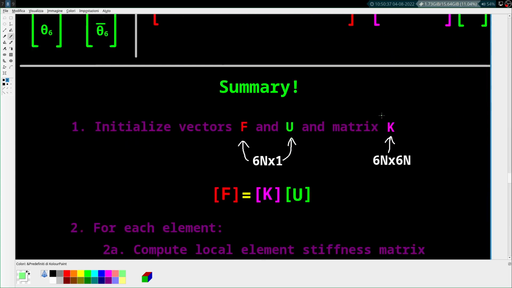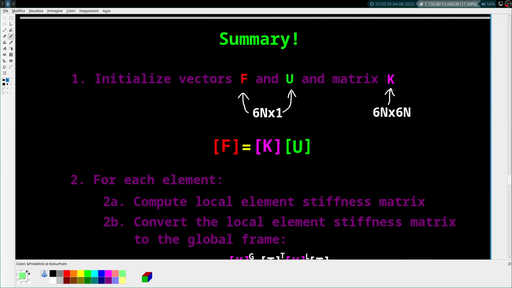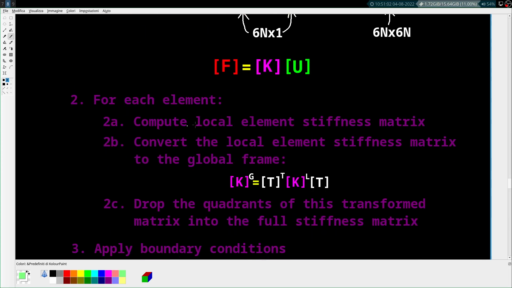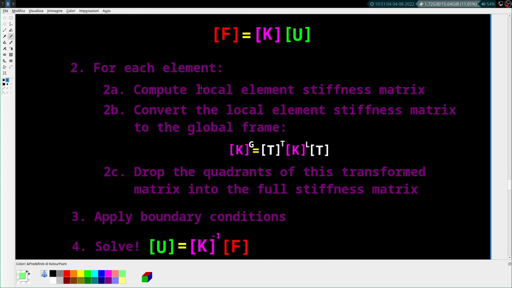So here is the summary of the process. First thing you do is you initialize. First of all, you count the number of nodes you have and degrees of freedom and all that, and you initialize these vectors F, U, and matrix K. So this is basically just a matrix that's 6n by 6n. This is 6n by 1, 6n by 1. Okay. Then you loop through all the elements, and you compute their local elements to this matrix.